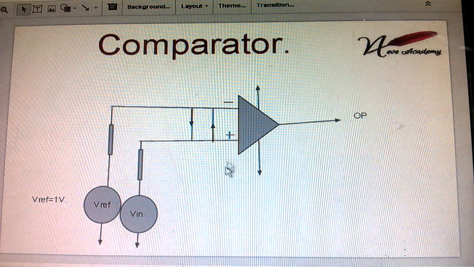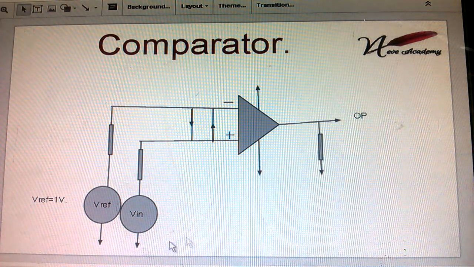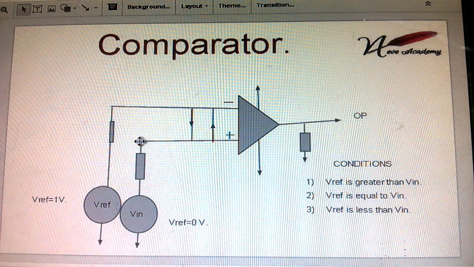Next, I want to take the output from across the load resistance RL. This is the basic diagram of the comparator. There are three conditions in comparators. First condition, V reference is greater than V in. Second condition, both are equal. And third condition, V reference is less than V in.